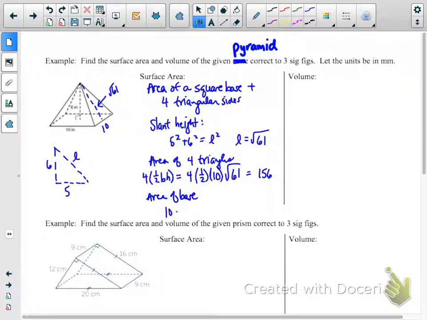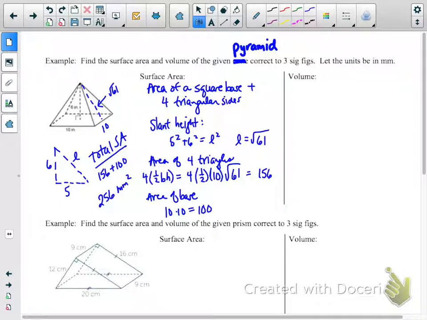So that's going to be 10 times 10 is 100. So my total surface area is going to be 156 plus 100, so 256 millimeters squared. Okay, area is in square units because you're taking a side times the side, so millimeters times millimeters is millimeters squared.